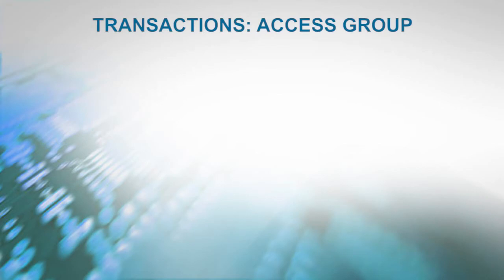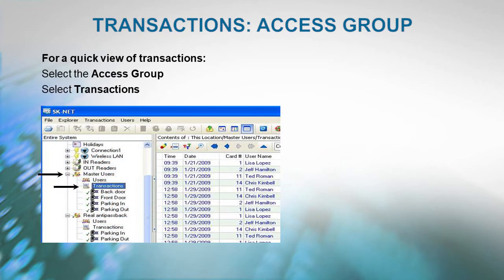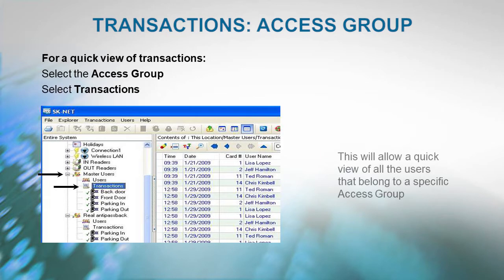Transactions for an access group. For a quick view of transactions for a specific access group, simply select the desired access group and then select Transactions. This will allow a quick view of all the users that belong to a specific access group.